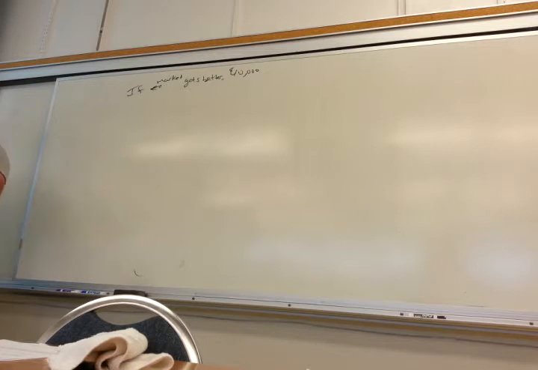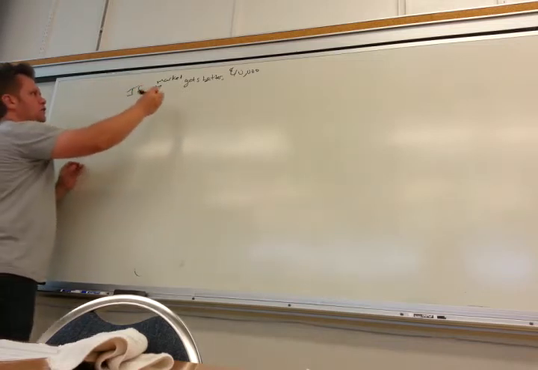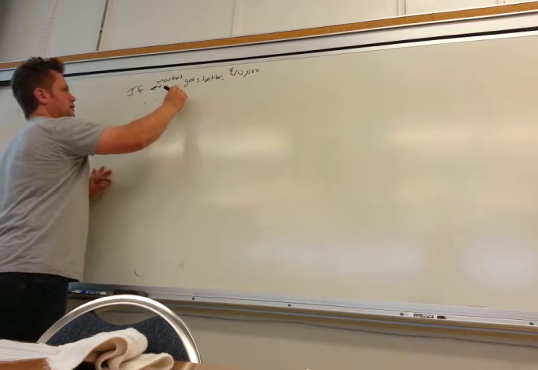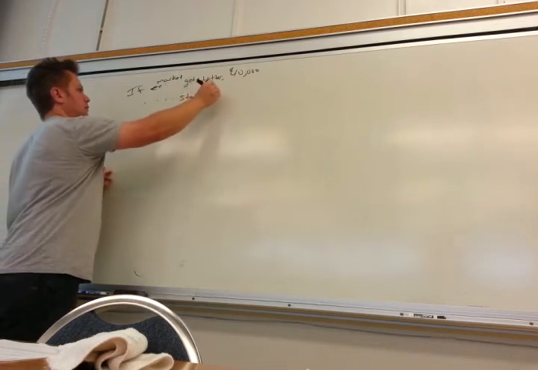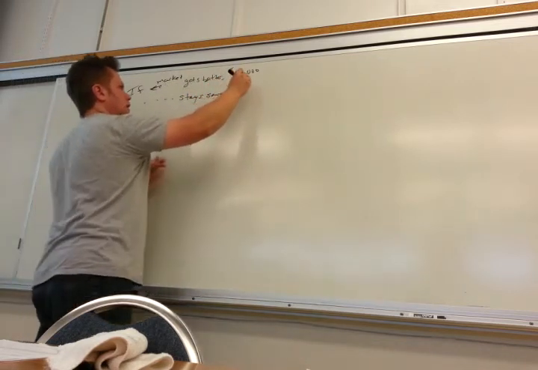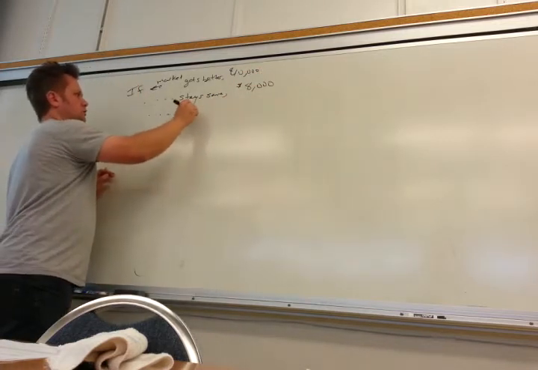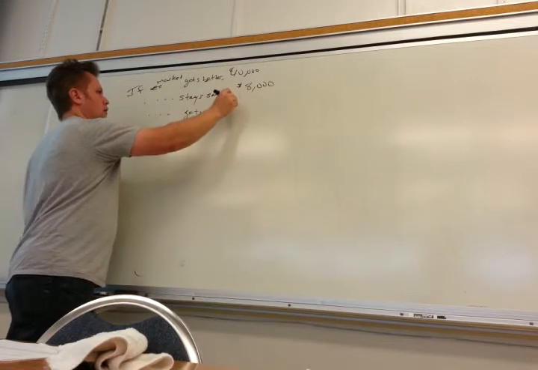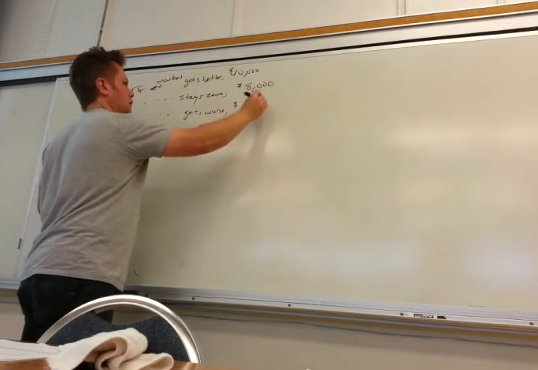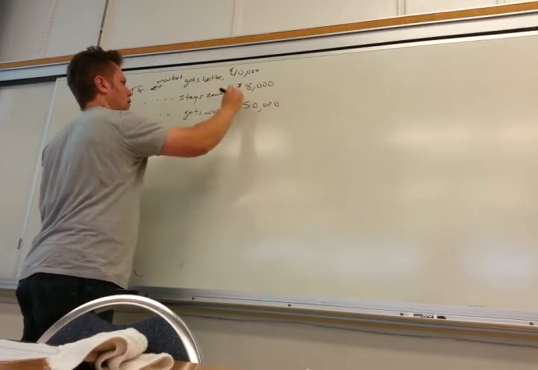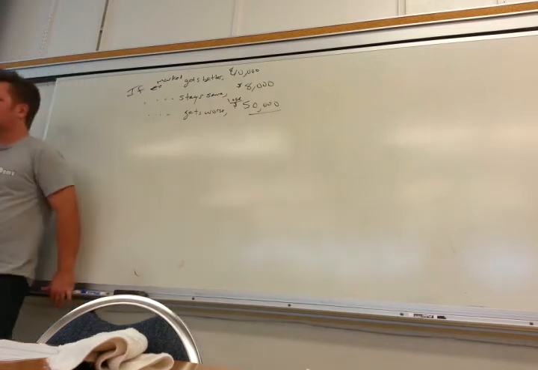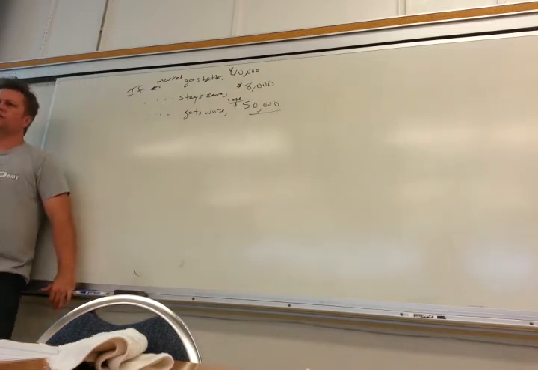Right? Anybody ever seen that movie Along Came Polly? That was Ben Stiller's job, assessing risk. So he's using a lot of what we're doing right now. If the market stays the same, then I'll make $8,000. If the market gets worse, I'll lose $50,000. Okay.